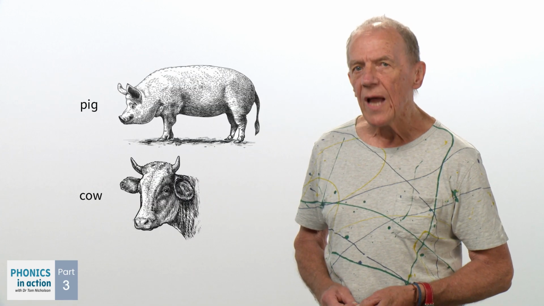Like, next time you go to the supermarket, think about whether you're going to be Anglo-Saxon and ask for a piece of pig or cow, or French and ask for a piece of pork or beef.